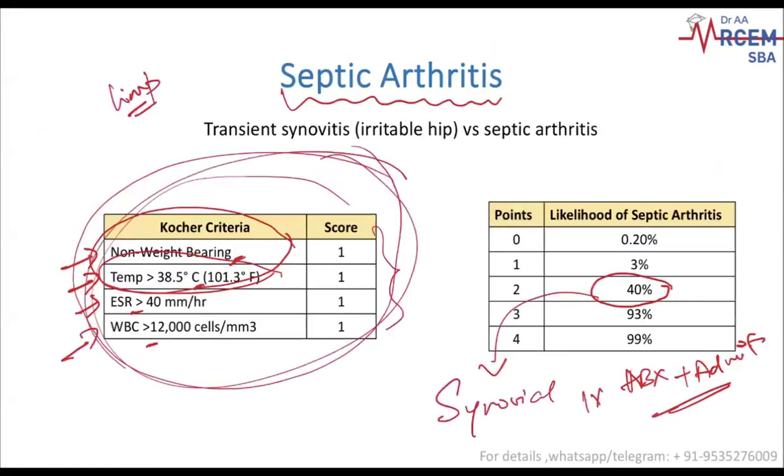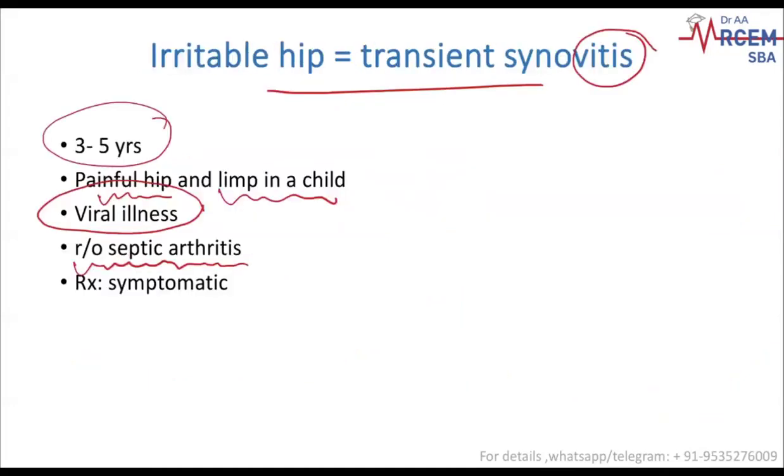You do the Kocher criteria. See the scoring. If the score is 2, then you need to do a synovial fluid analysis. If the score is 1, then the chance of this patient having septic arthritis is only 3%. At that point, you need not think about septic arthritis and can go ahead with an irritable hip or transient synovitis or some other differential diagnosis, depending on the age group and the other symptoms they present with.